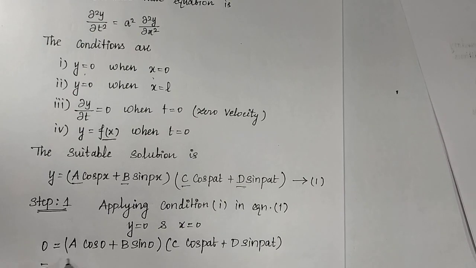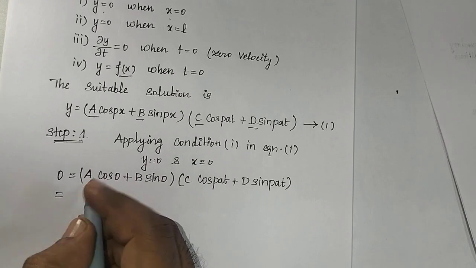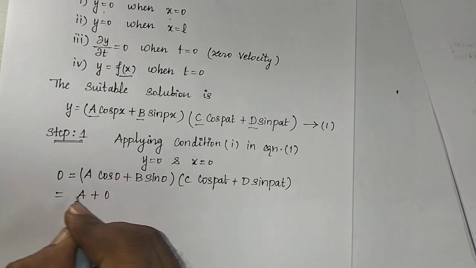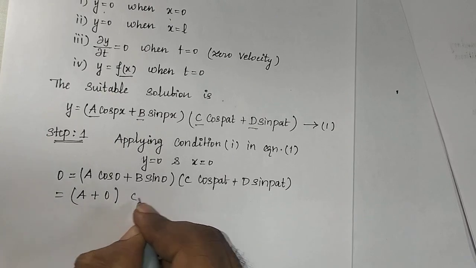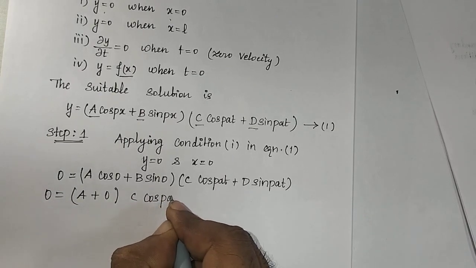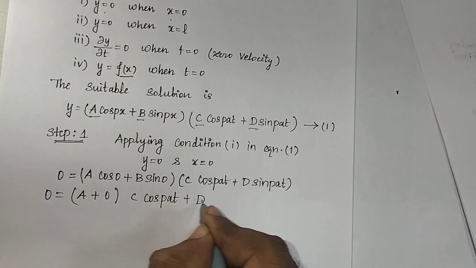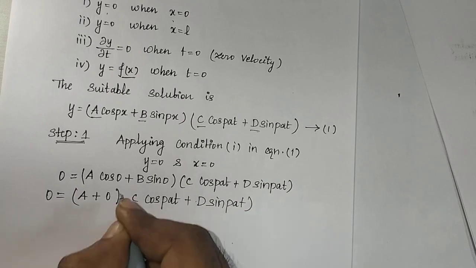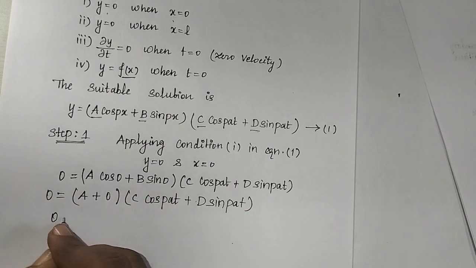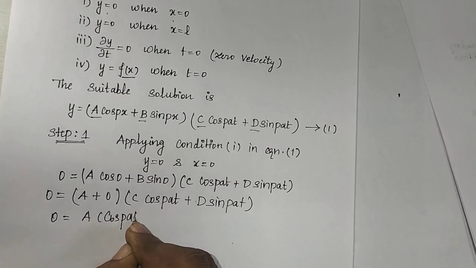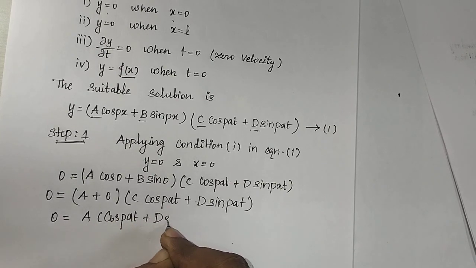So I am writing a plus this entire term 0 because sin 0 is 0, and (c cos pat + d sin pat). Simplify this: 0 = a(c cos pat + d sin pat).